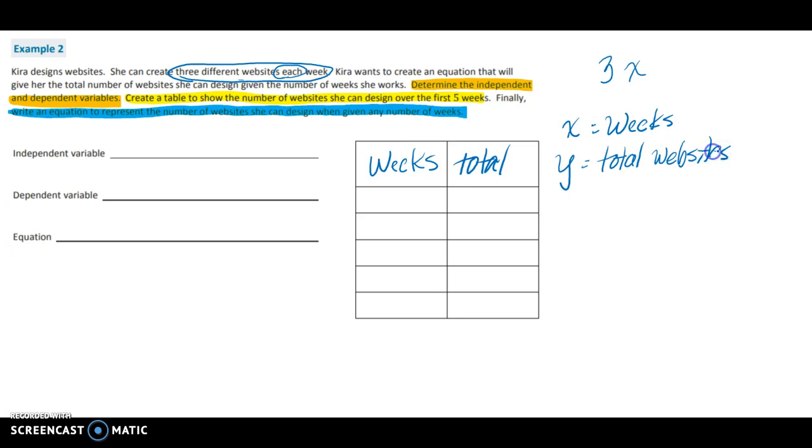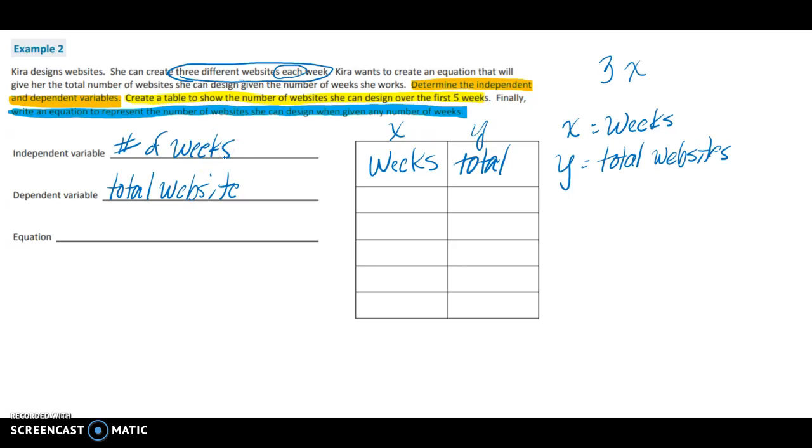Now I can go back to my resource that's a couple of slides back, and it tells me, see, that's X, that's Y. When I was looking at my Y value, my dry mix, DRY, that was my dependent variable. So this is the total number of websites. So the total number of websites, well, that all depends on X, which is the number of weeks.